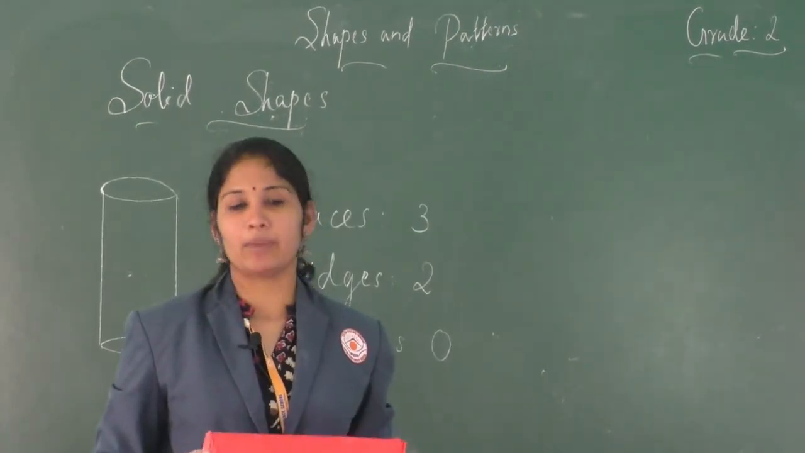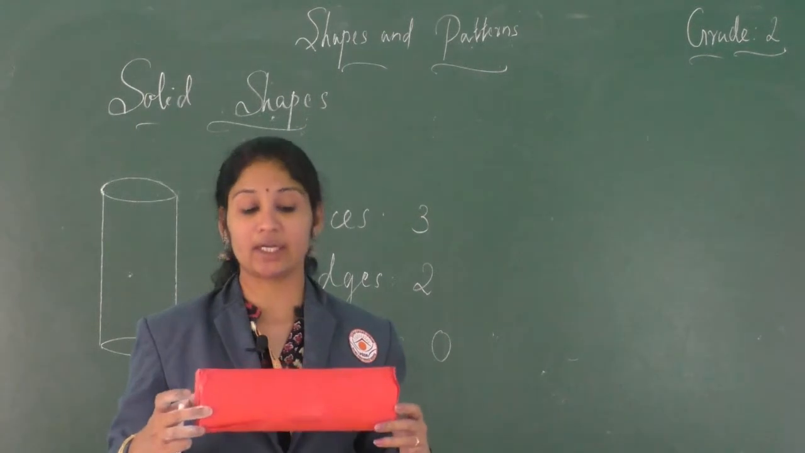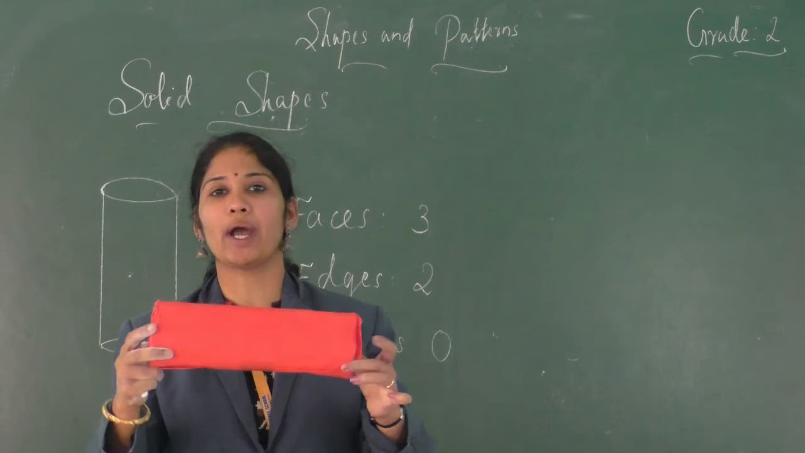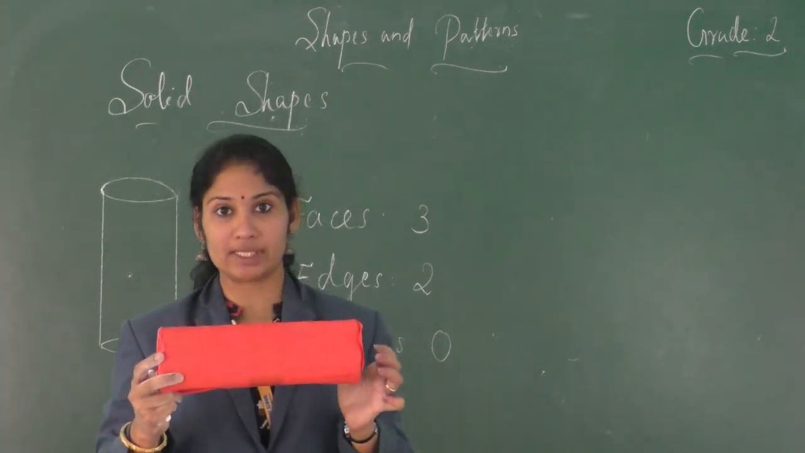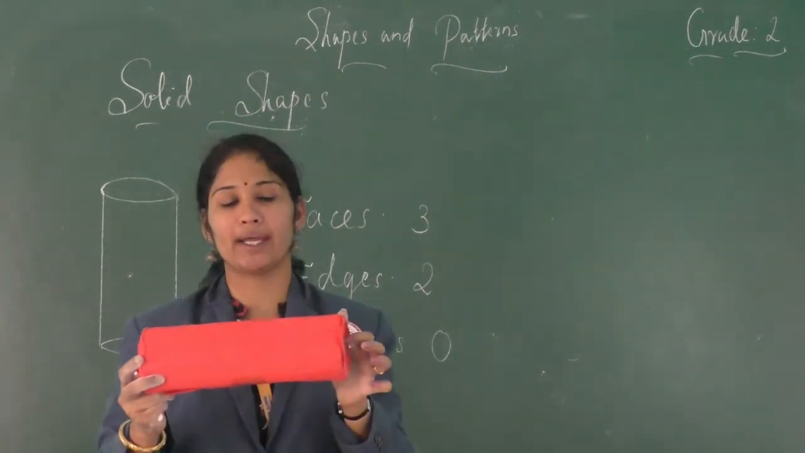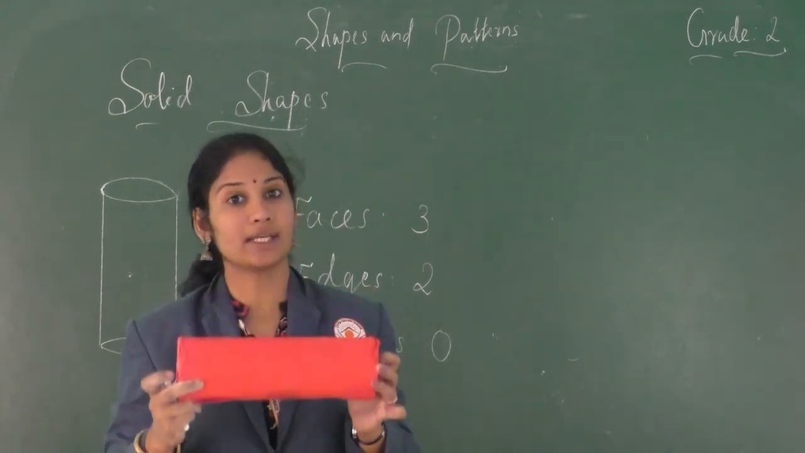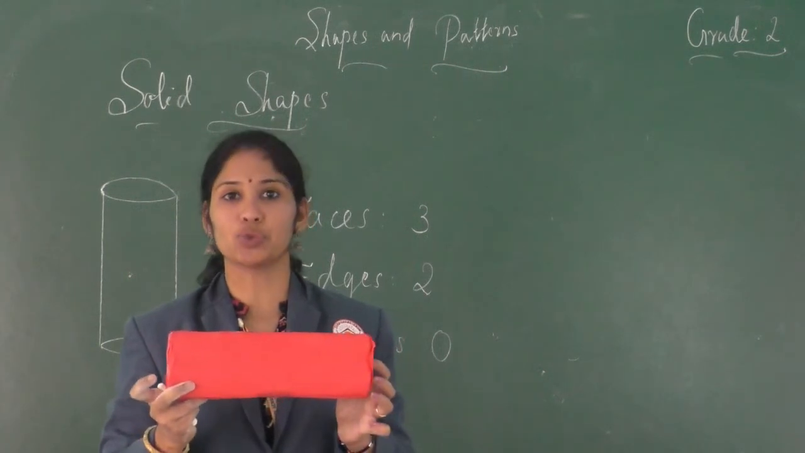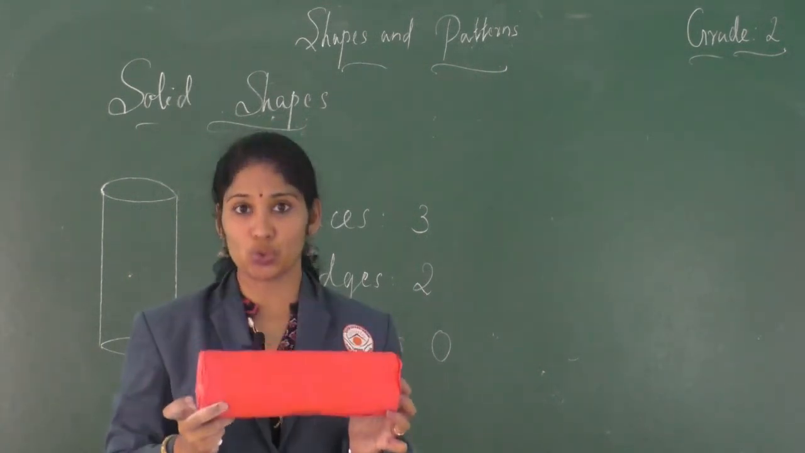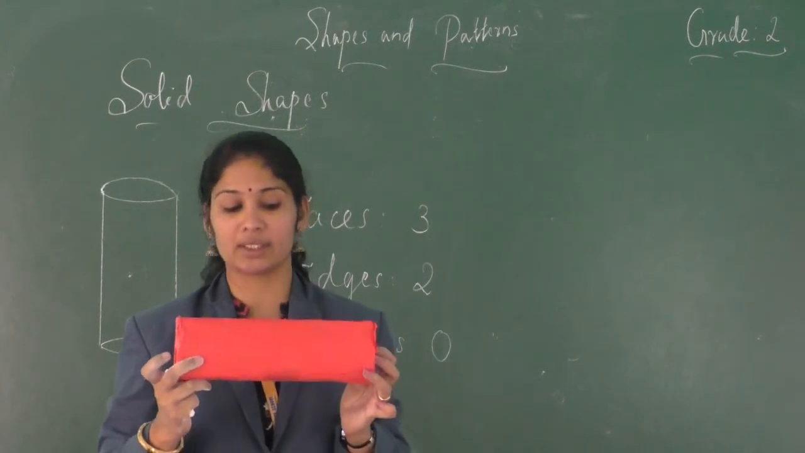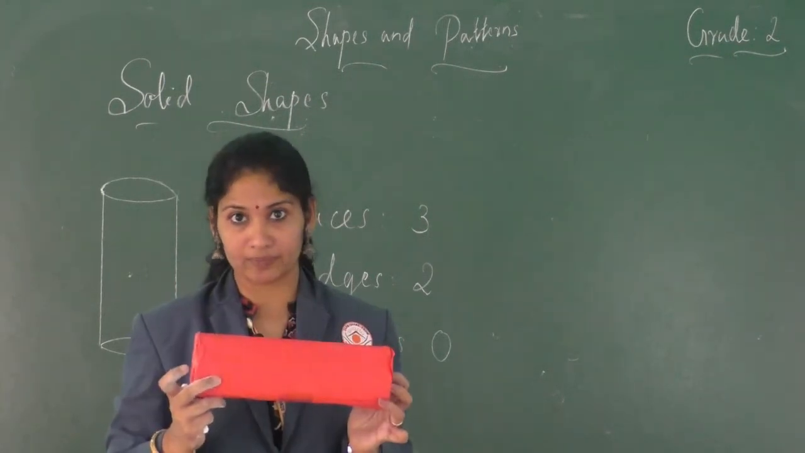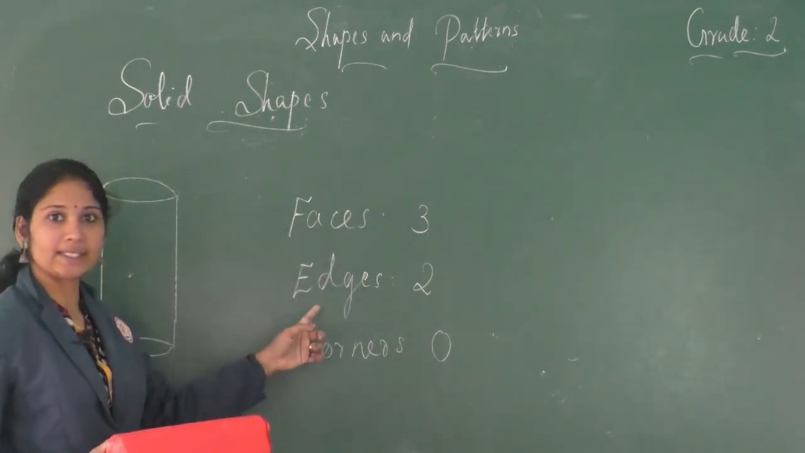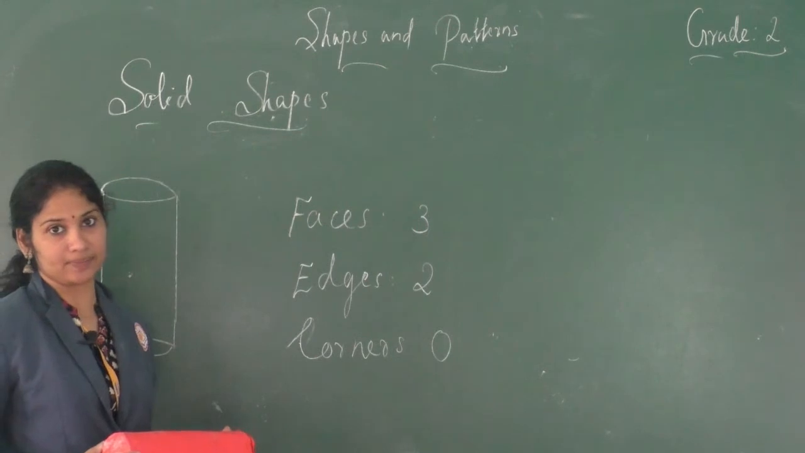Children, next shape we have cylinder. In a cylinder, how many faces are there? Yes, 1, 2 and 3. Cylinder has got 3 faces. And how many edges? 1 and 2. Cylinder has got 2 edges. And how many corners? There is no corner. So cylinder has 3 faces and 2 edges and no corners.